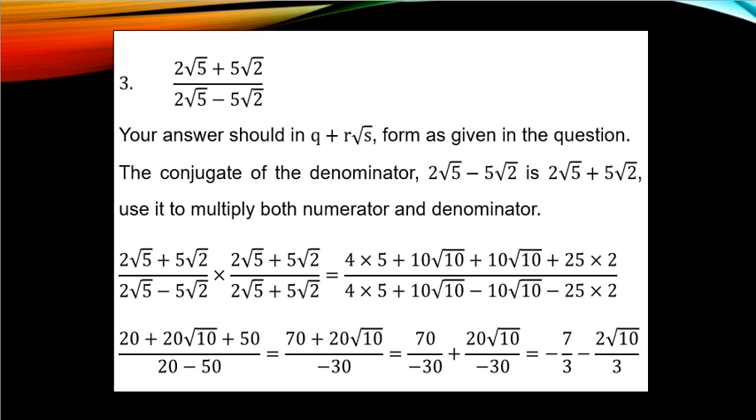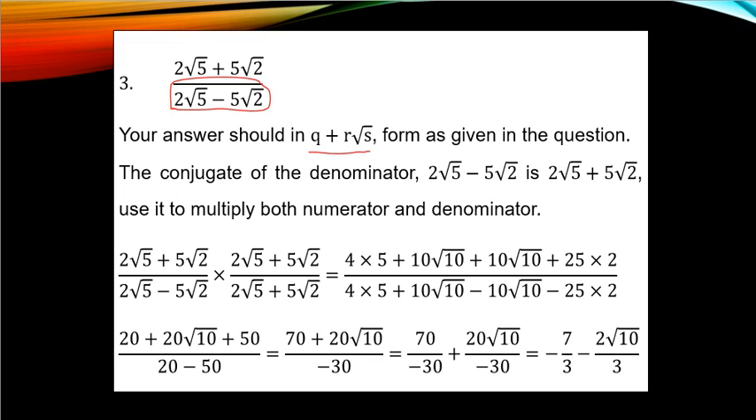Number 3, we call it a complex surd or a composite surd because the denominator is the difference of two surds. Remember, your answer must be in this form I said before, q, r, s. They should not be the answer, but they are rational numbers. The answer should be expressed such that one number is q, one is r, and the irrational number is s. That is the meaning.